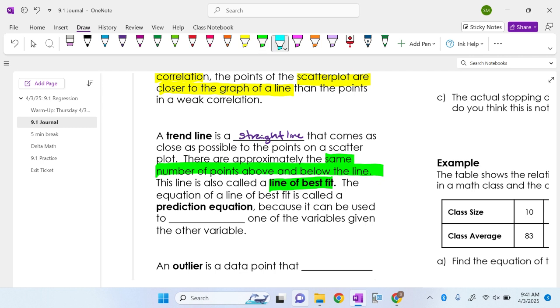Now, the equation of a line of best fit is called the prediction equation because it can be used to predict one of the variables given the other.